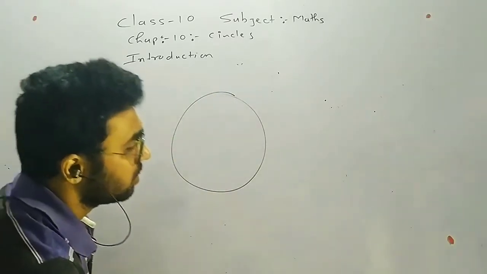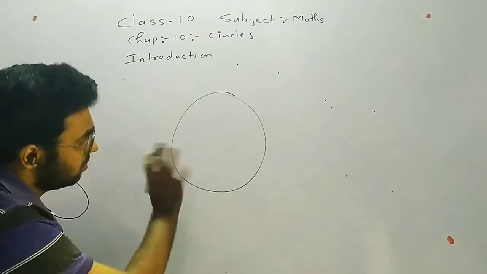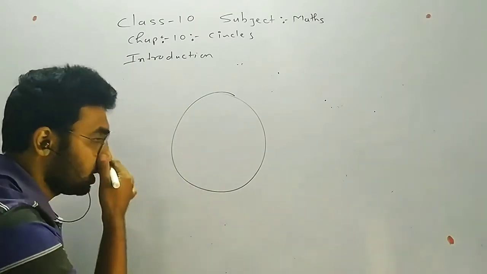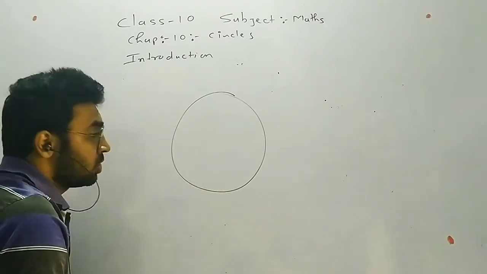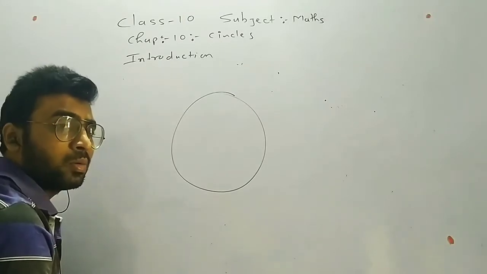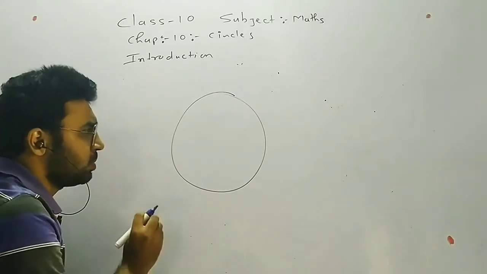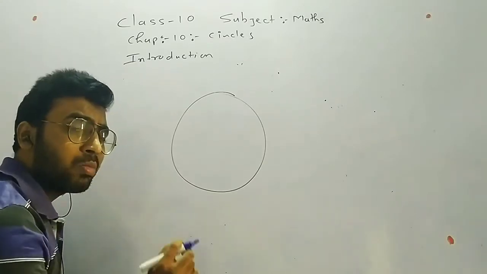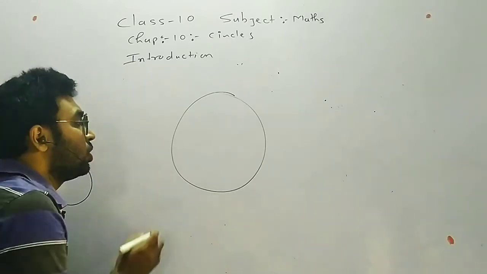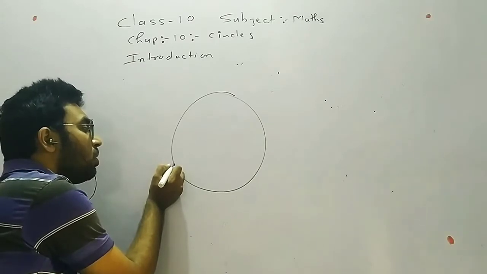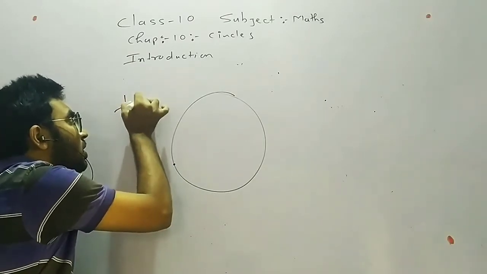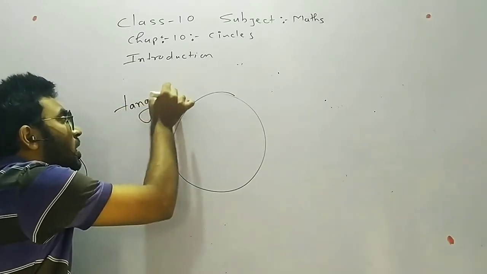Now, here is a circle. I hope it's a regular circle. Understand it? This is the circle. Now, the first question is how many tangents are possible in the circle? So first of all, what is a tangent?